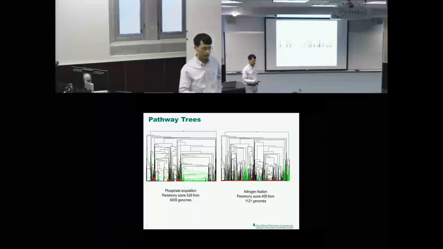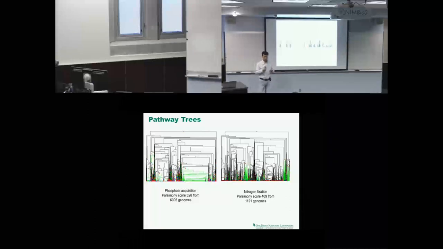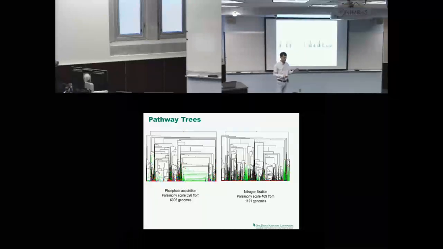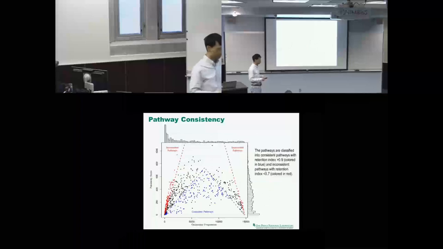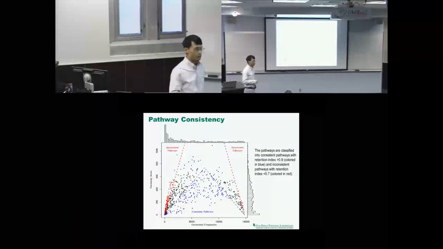So this really tells you that different functions do have different propensity for horizontal transfer. The evolution also makes sense. If the function is very compact, in an operon, then it can be transferred much more easily. If it's very scattered and requires a lot of other functions, then it's much harder to do the horizontal transfer. So we can do this for all the pathways.